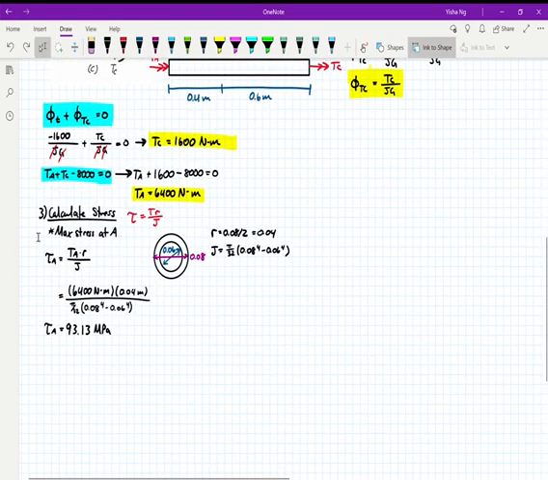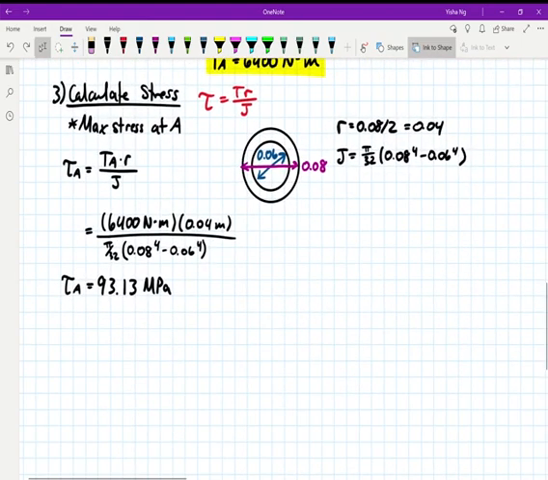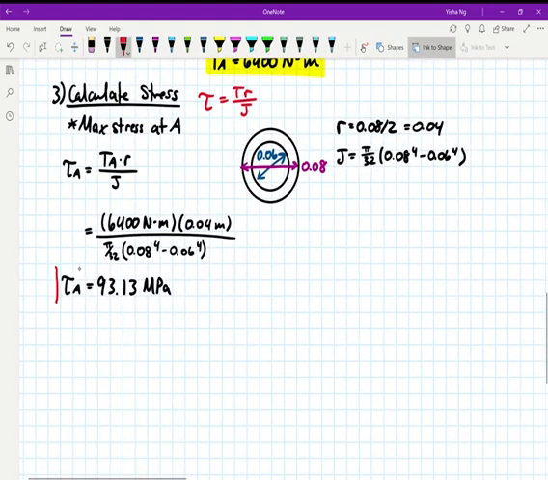So tau A is equal to TA times R over J. In this case, because we have this hollow shaft, R is going to be the maximum distance from the center of the shaft out to the outside. And so in this case, that's my outer diameter, 0.08 meters divided by 2. That's 0.04. And then for my J, my polar moment of inertia, I have pi over 32, and then outer diameter to the fourth minus inner diameter to the fourth. If I plug all those values in, I get that tau A is equal to 93.13 megapascals.